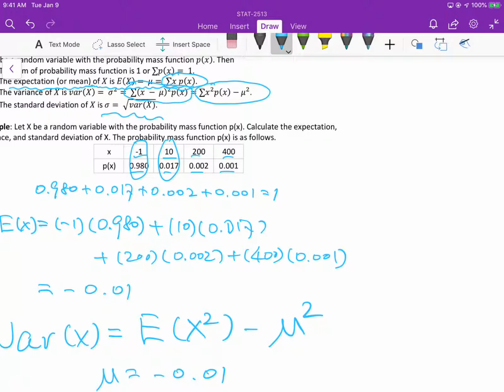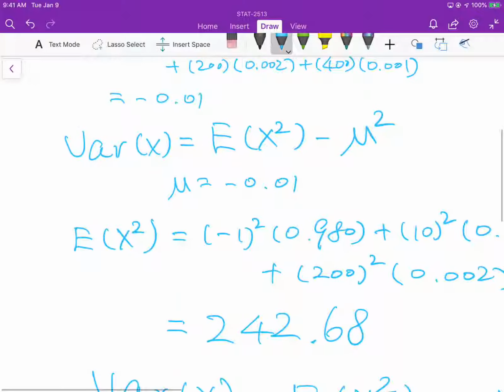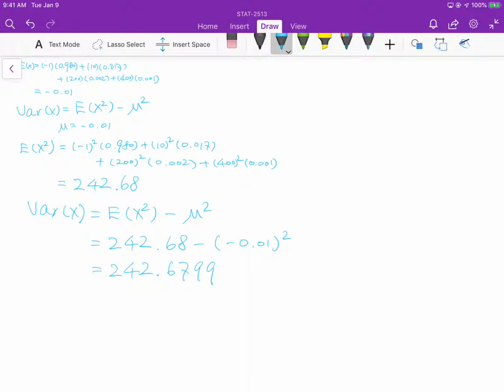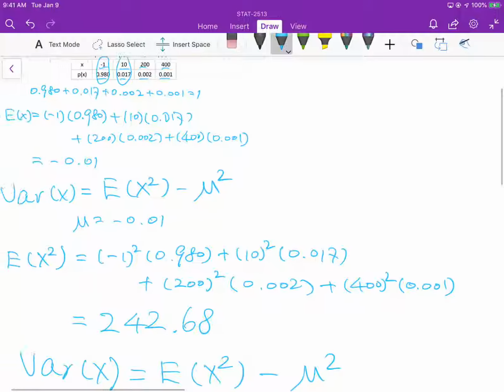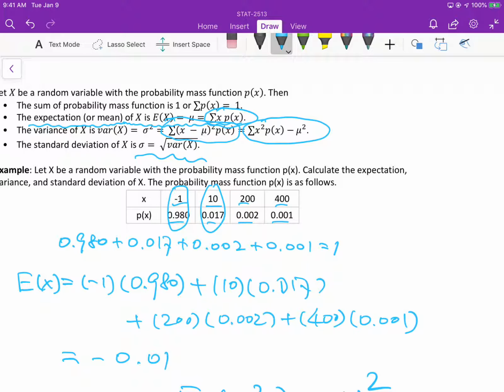After we calculate the variance, the standard deviation is easy, because the standard deviation is just the square root of the variance. So basically, the square root of 242.6799, and you do the math, and you will get the value 15.5782. Okay, so this example just demonstrates how to calculate the expectation, variance, and standard deviation of a random variable.